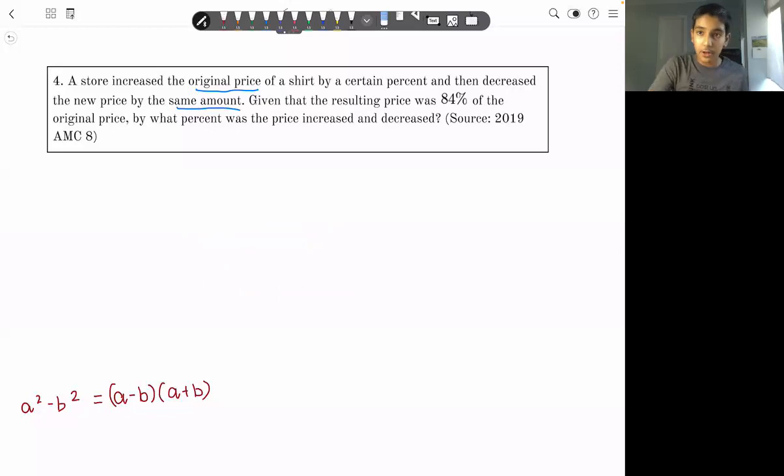So let's try the general case here. So let's just say we have something that costs $P. Now we're increasing it by X%. Then we're essentially going to multiply it by 1, which is just the original price, plus x over 100.